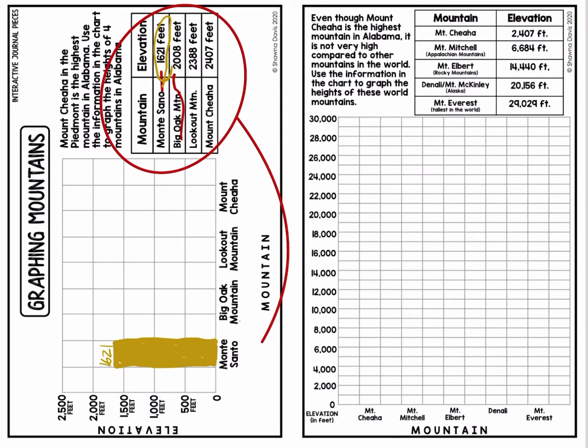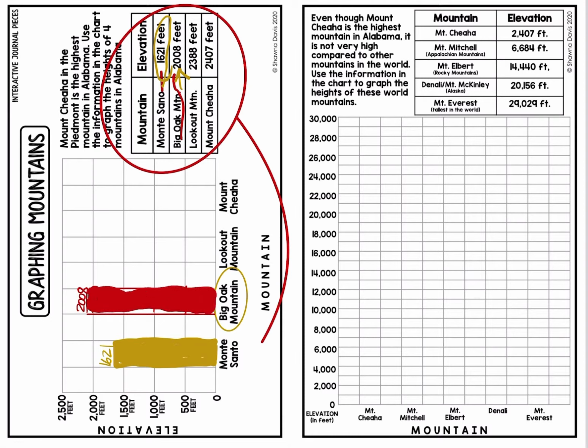Okay, and then you've got Big Oak Mountain. For Big Oak Mountain, it's 2,008 feet. So I want to use a different color. I'm going to use red. So 2,008 feet. Here we've got 500, 1,000, 1,500, 2,000, and then 2,008. I'm just going to draw this bar graph here, and this shows 2,008 feet. So I'm going to color it in, and you can color it in too.